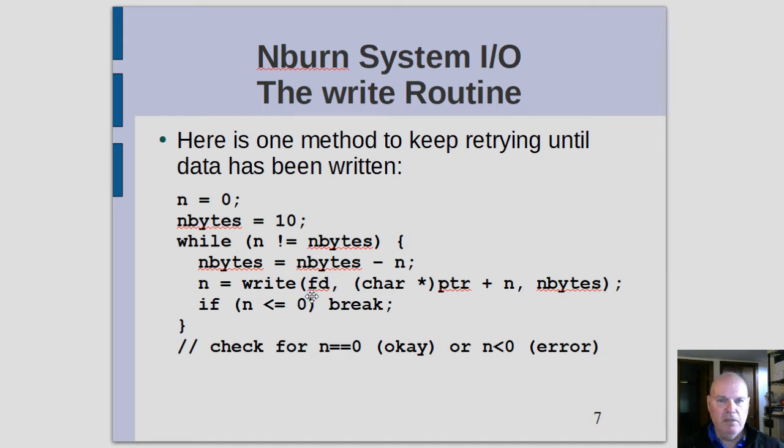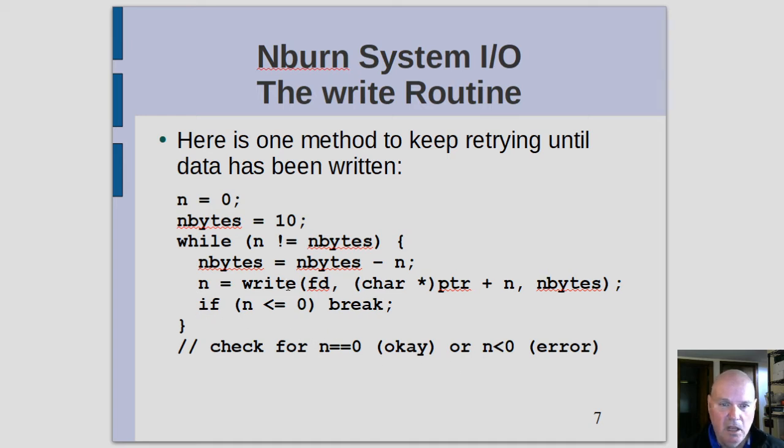Okay, so here's one method to do that, where our message ultimately consists of 10 bytes. Initially n is equal to 0. The pointer here is a pointer to the start of memory that we want to write out 10 bytes to this particular file descriptor. So initially n is 0, and so this points to the beginning of the buffer, and then we're initially requesting that 10 bytes be written. If n is less than 0, that means that an error occurred and we break out, and then we would check the status of n.